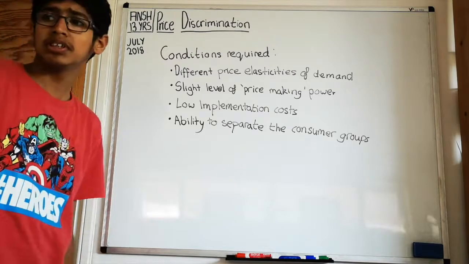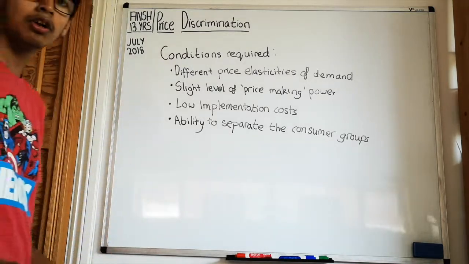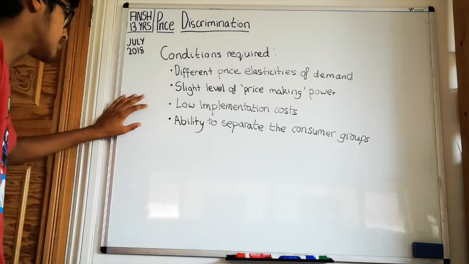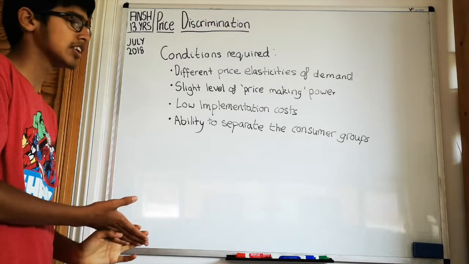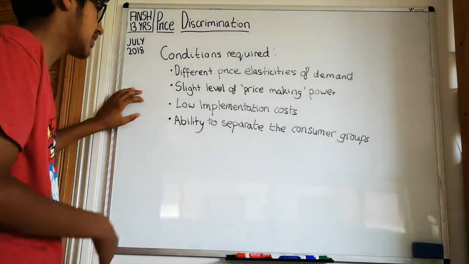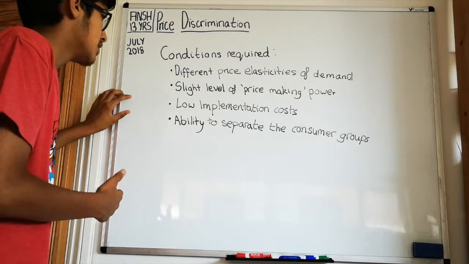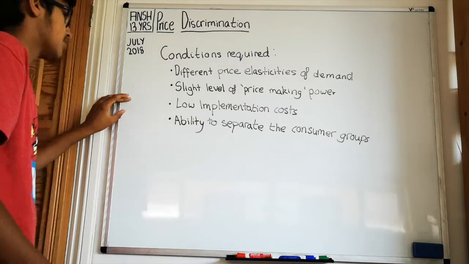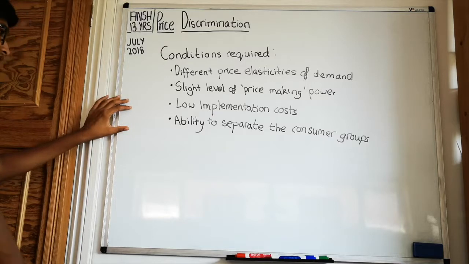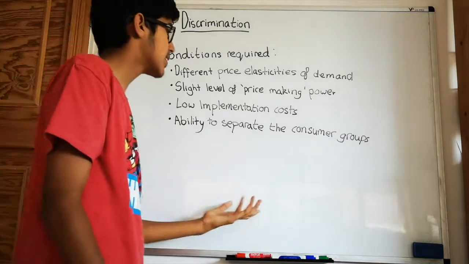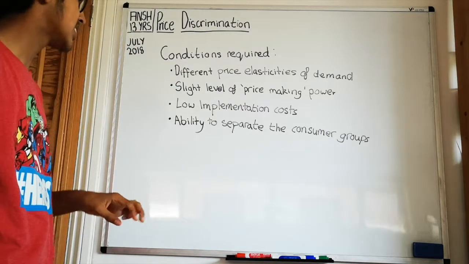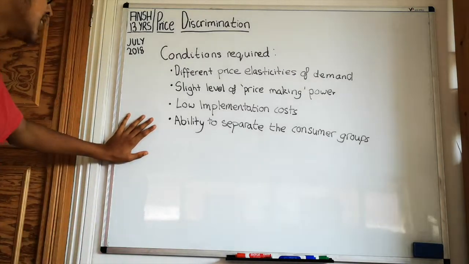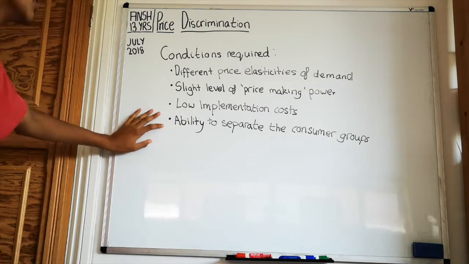There must also be low implementation costs. For example, if the firm needs a lot more labor and needs to pay them to implement this price discrimination, then it would almost be useless, especially if it costs them more than it's actually helping them in terms of the increase in revenue. If they're having to pay the new employees more than they're earning through implementing the price discrimination, then it would be useless and actually detrimental. And they also must be able to separate the consumer groups, otherwise it would be a flawed price discrimination. Adults may end up using child tickets just to get a cheaper price. So you need to be able to successfully separate the consumer groups.